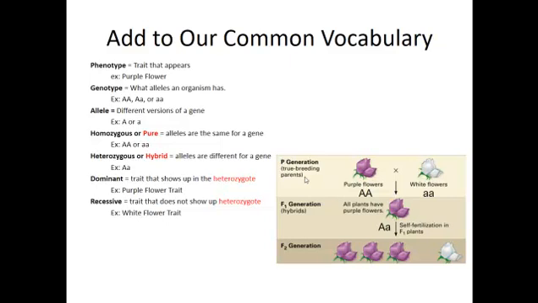So at this point in time, this is a great opportunity to add to our common vocabulary that's on Big Ideas, page 18. We have talked a lot about phenotype, or what we see. An example of a phenotype would be a purple flower or an albino little girl. That is the trait that we see. Genotype are the actual alleles an organism has.